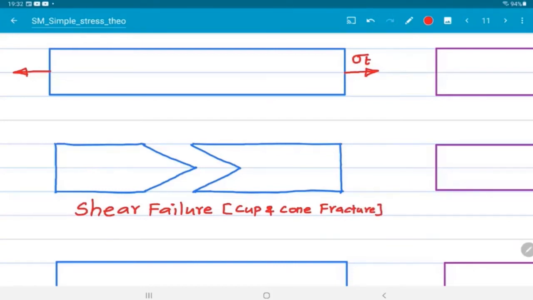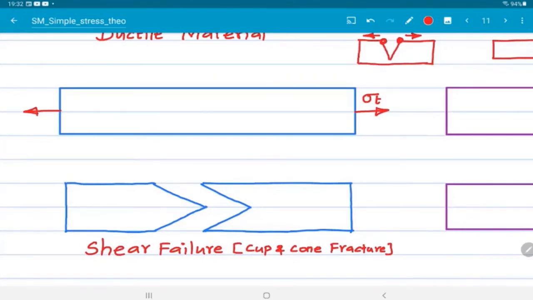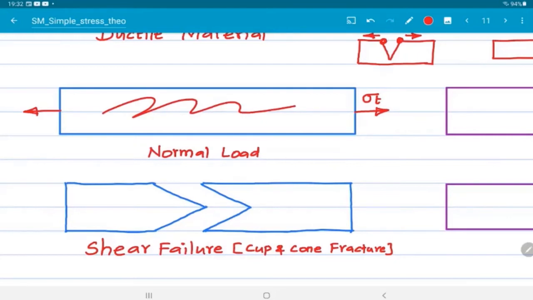So the applied load is normal. Normal means it may be tension or compression. Here we are applying tension. See, we have a doubt. In the ductile material, in the mild steel, I have applied normal stress, but the material failed by shear. I did not apply the shear. Something happened in between.